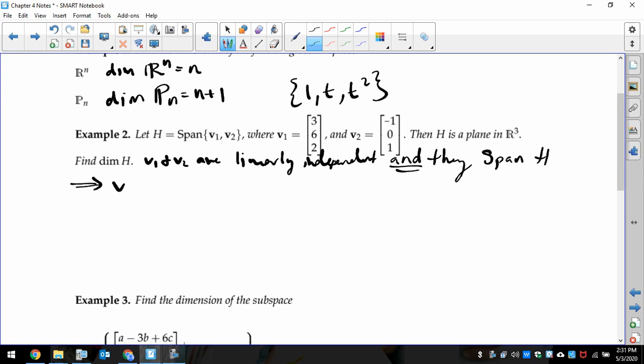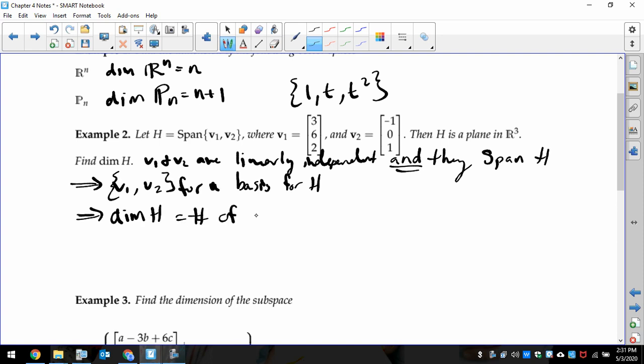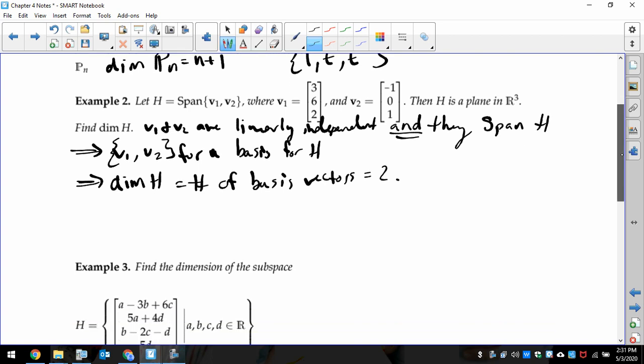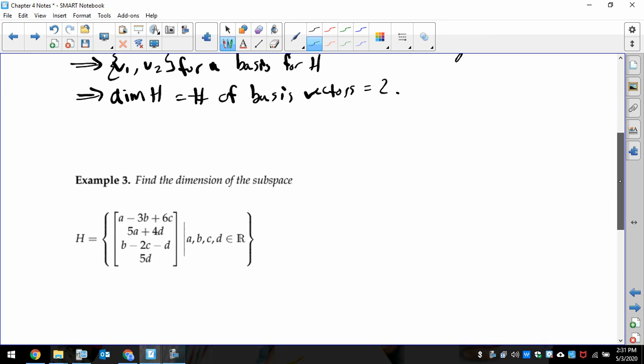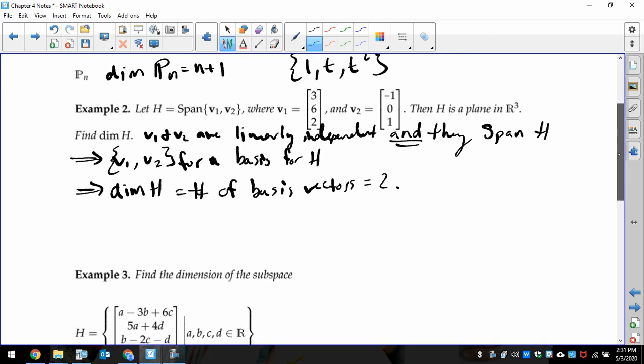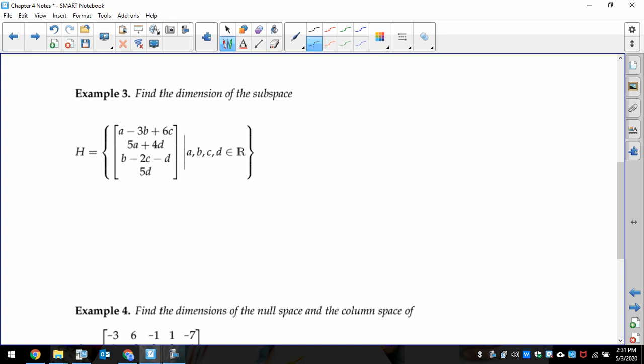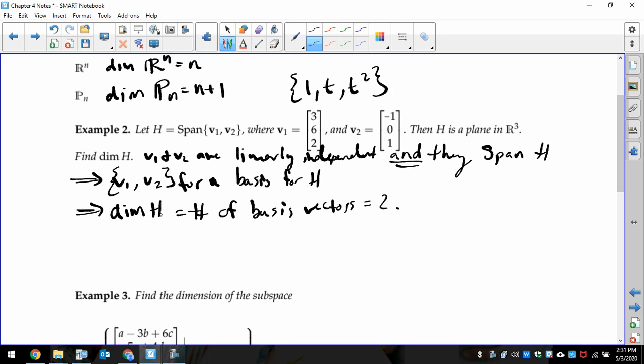So this implies v1 and v2 form a basis for H, which implies the dimension of H is the number of basis vectors, which is 2. Yeah, so a plane, rightfully so, is a two-dimensional space. So that would also imply a line is a one-dimensional space, a one-dimensional subspace, I guess you could say. So H is a two-dimensional subspace of R3, which is a three-dimensional space.